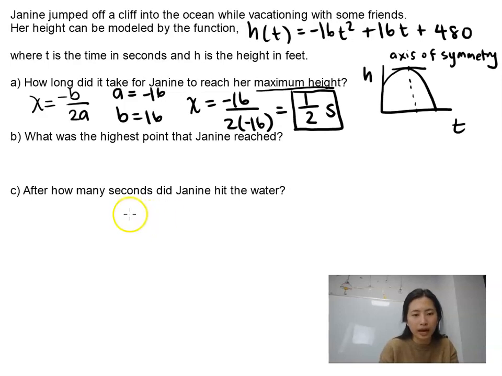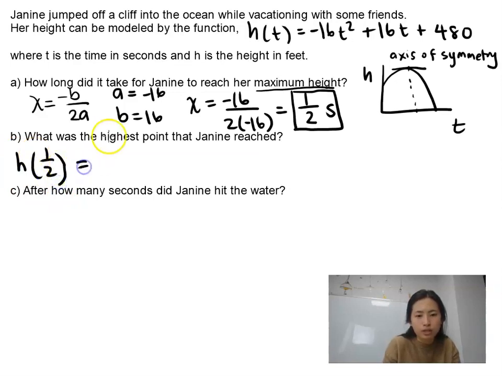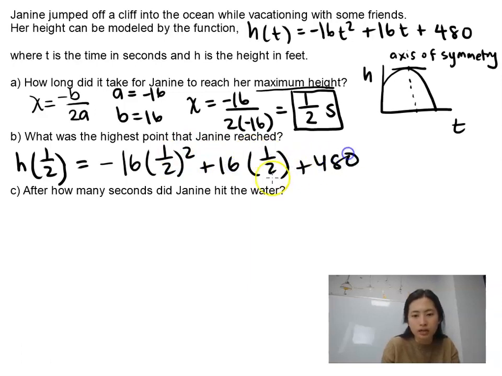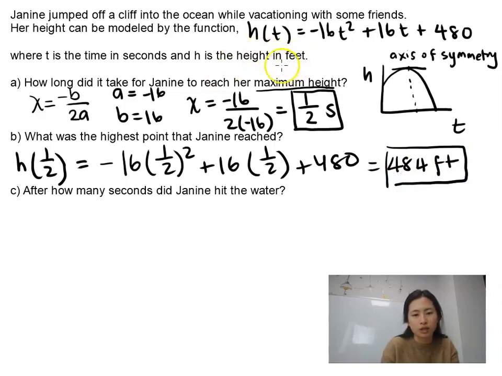So in the next one, we have what was the highest point that I reached. So all you do is plug in your time into this equation, h of t. So this would be h of 1/2, or 0.5, which is equal to negative 16 times 1/2 squared plus 16 times 1/2 plus 480. So this should give us 484 feet because our unit for height is feet as specified in the question.